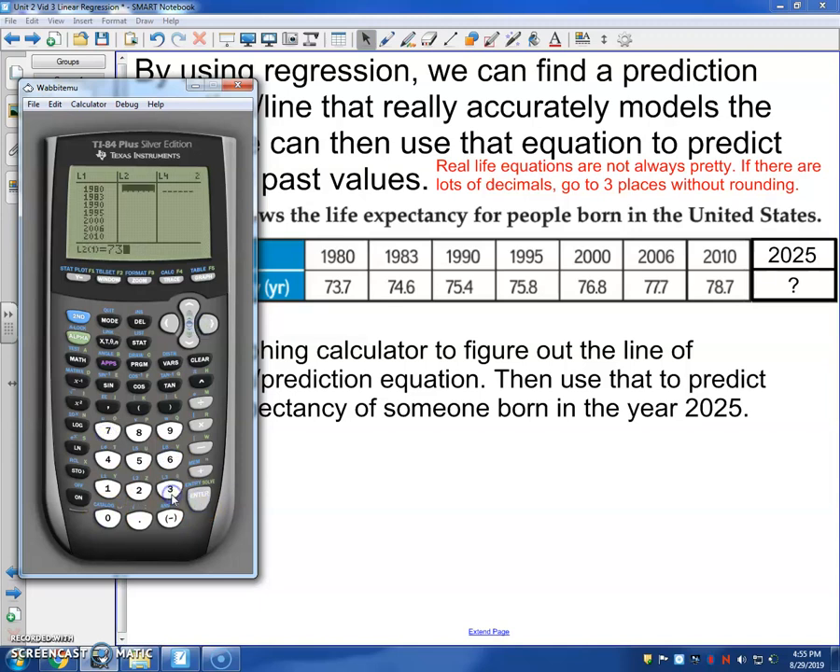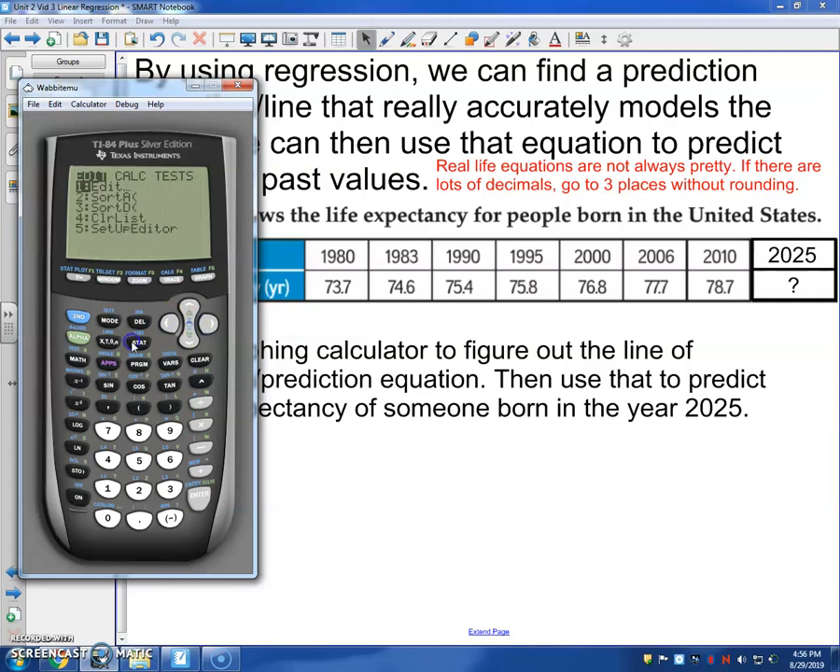For the life expectancy, it was 73.7, 74.6, 75.4, 75.8, 76.8, 77.7, 78.7. Make sure you type in everything correctly. There's the same numbers on the left side and right side, so that's good. There's 2, 4, 6 on each side.